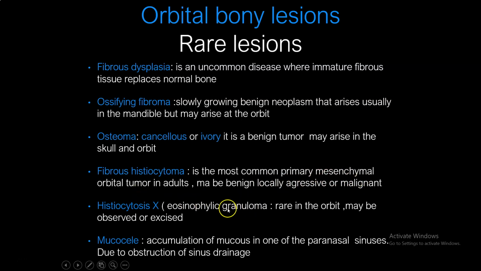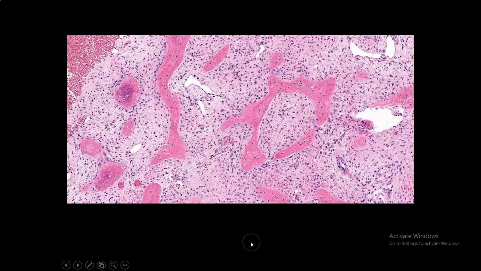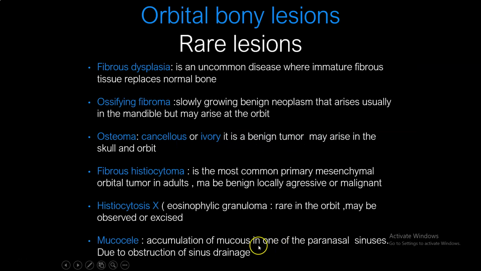Histiocytosis X, eosinophilic granuloma, is not a real tumor, rare in the orbit, but may be observed and excised. You can find a mass in the orbit, in the bone surrounding the orbit, and you can biopsy it or excise it, and it doesn't recur. And last but not least, the mucocele is accumulation of mucus inside the sinus, so that we get swelling of the sinus, expansion of the sinus, compressing the globe, frontal sinus, ethmoid sinus, impeding the sinus drainage, and causing proptosis.